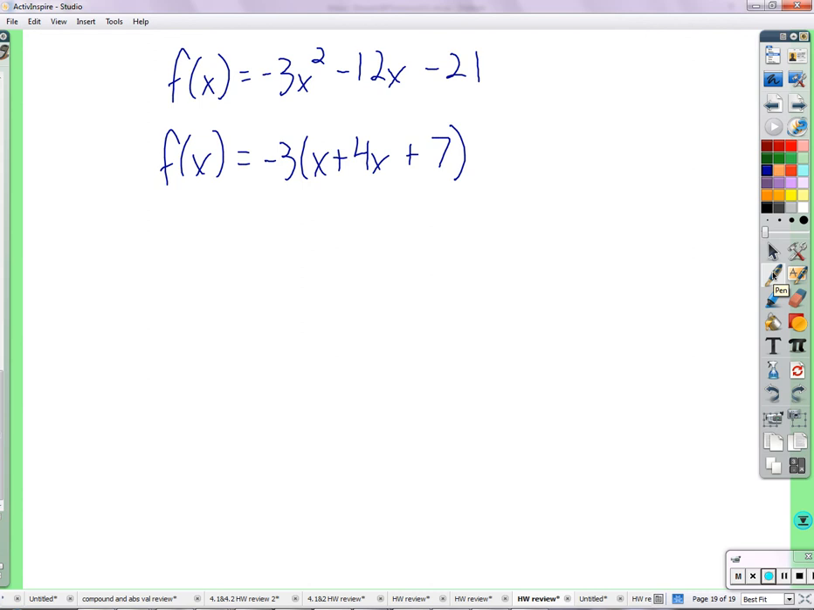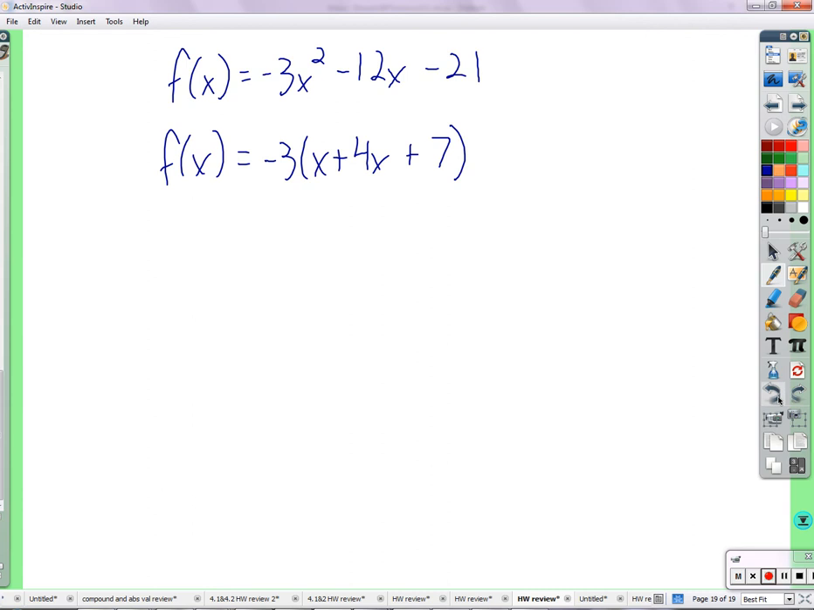Can we just divide by negative 3? Like, divide both sides by negative 3? Absolutely not. Normally we divide both sides by negative 3 when it's equal to 0, which it is not. It's equal to y. If we divide both sides by negative 3, we'll have f of x divided by negative 3 equals x squared plus 4x plus 7. So we have to have that negative 3 there.